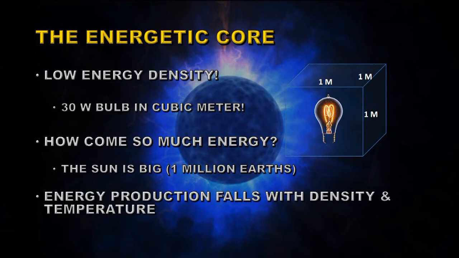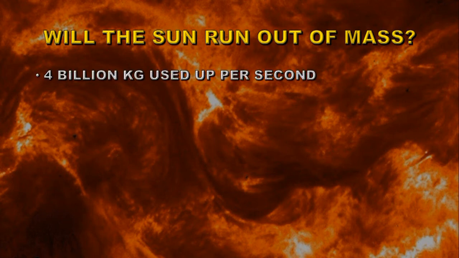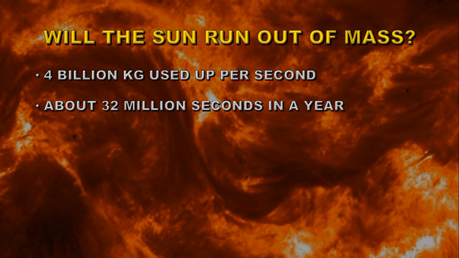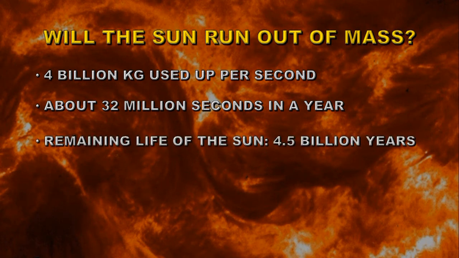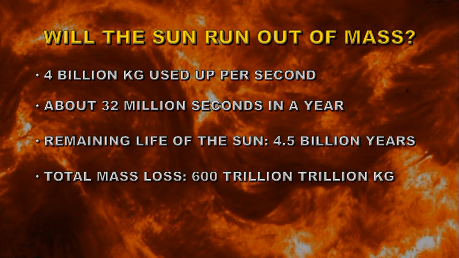When I'm giving talks about the sun and tell people that the sun is losing 4 million tons of material every second, I keep getting asked the question, well, will the sun run out of mass? Well, let's do a quick calculation. There are about 32 million seconds in a year. We claim that the remaining life of the sun is about 4.5 billion years. So the total mass loss over that time would be 600 trillion kilograms.